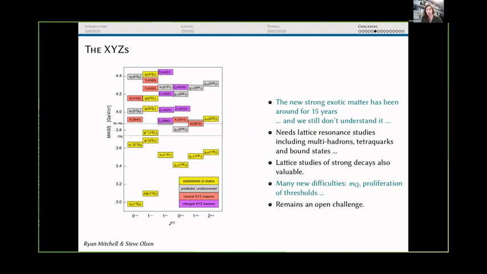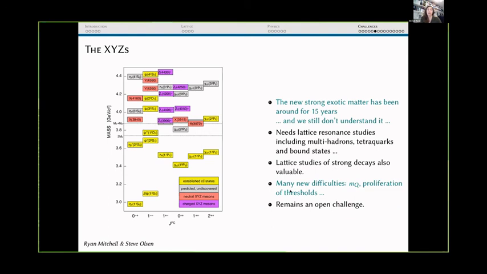properly understood. From a lattice perspective, one has to understand the resonance physics and how to calculate that on a lattice, including multi-hadron operators, tetraquark operators, as well as the standard QQ̄ operators. It's also the case that lattice studies of strong decays, so radiative decays, for example, of the hybrid states may be very useful, and that's certainly something that's underway at the moment.